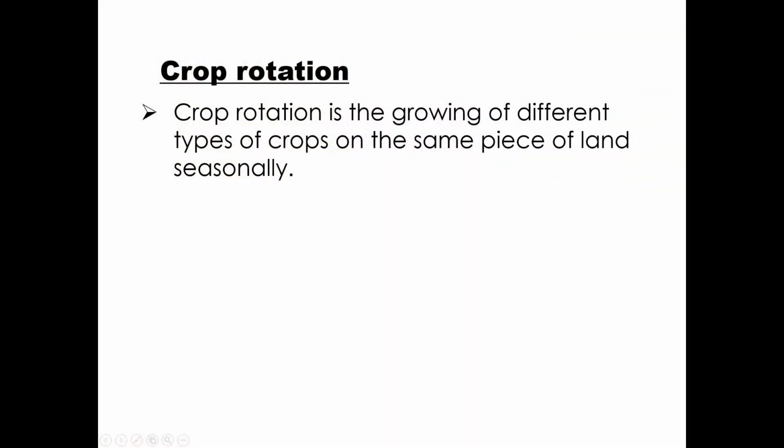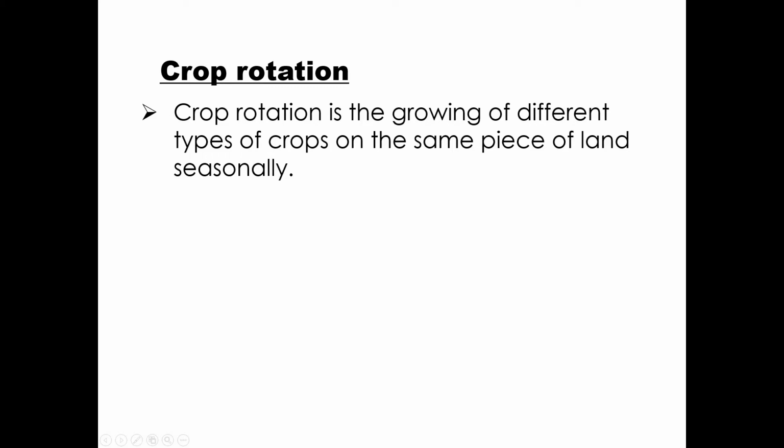Crop rotation is the growing of different types of crops on the same piece of land seasonally. Mark the words that I'm using. What do I mean? You plant different crops, but on the same piece of land, in different seasons. Like this season, you planted cassava. The following season, you change the crop to cabbages. From cabbages, you change to maize, but in the same piece of land.